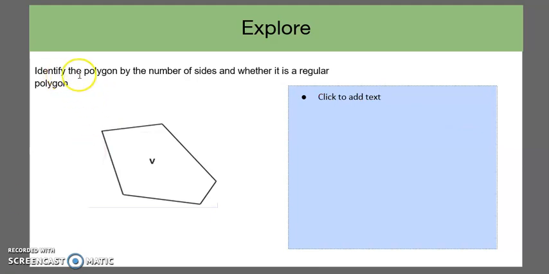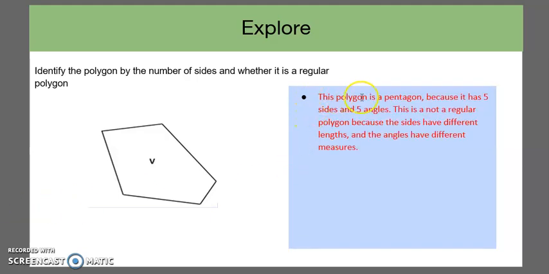In this problem, identify the polygon by the number of sides and whether it's a regular polygon. So pause the video, come up with your response, and we're going to compare it to the one that I provided for you.